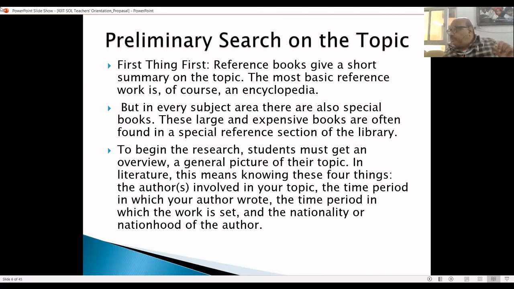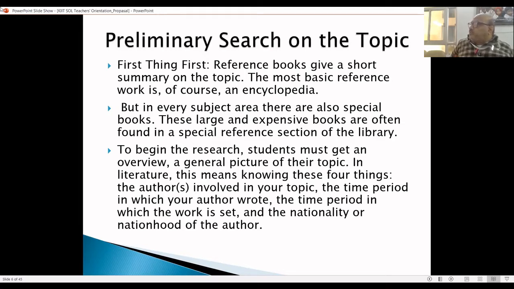Now again, these are very basic things, but if we skip the basic things, it is like not knowing how to swim in a pond and then trying to swim in a very deep river, or say the Bay of Bengal. In the Bay of Bengal, the danger is you will be drowned. So what I'm trying to say is that the first thing a prospective researcher should do is look for information about the topic in a reference book.